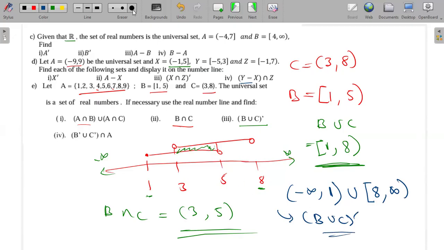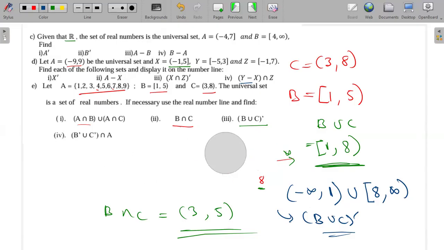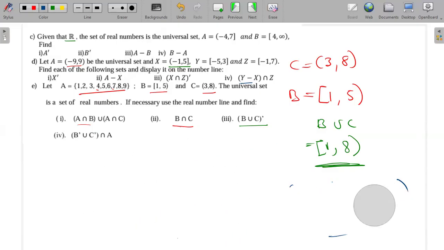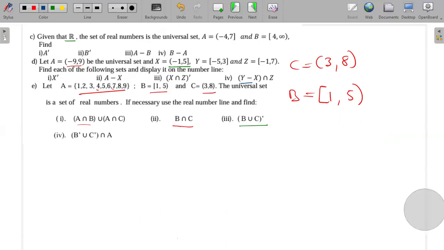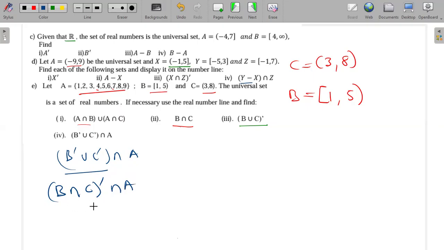Okay, let us do the last question for this video. The last question is: we have B complement union C complement, intersect A. So this here I can rewrite as B intersect C, then I put the complement outside there. This is by De Morgan's laws. Then intersect A. So what is B intersect C complement?